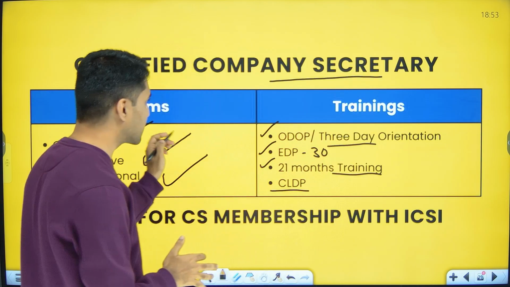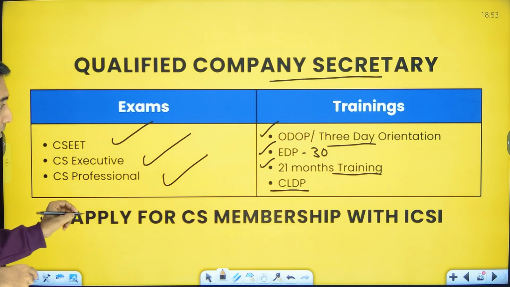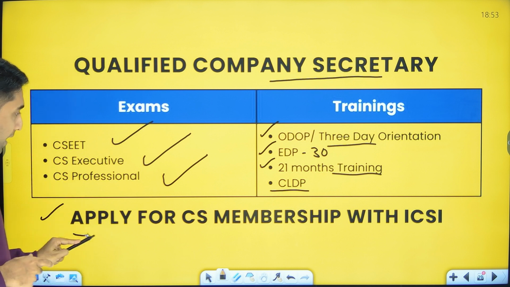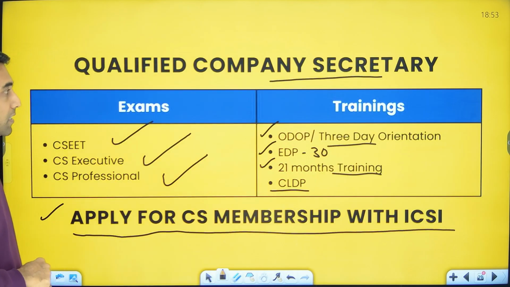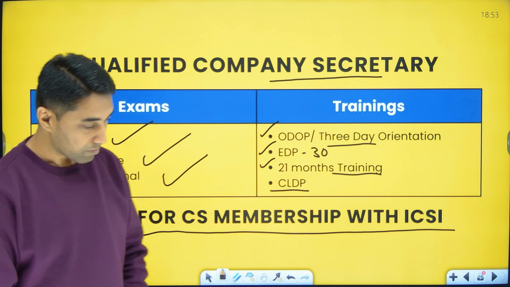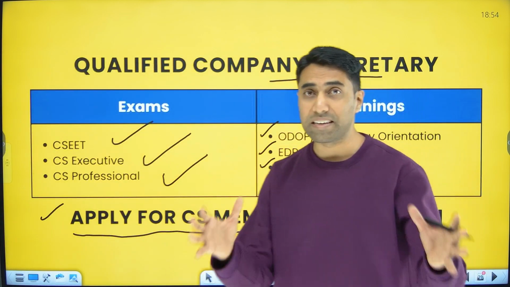Finally, when you do these exams and these trainings, you become eligible to apply for the CS membership. You have to apply for the CS membership with ICSI. You can take a screenshot of this just in case, right? That is how you do it. So this is the complete details.